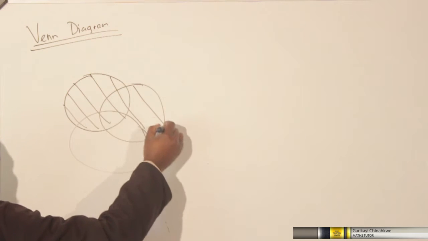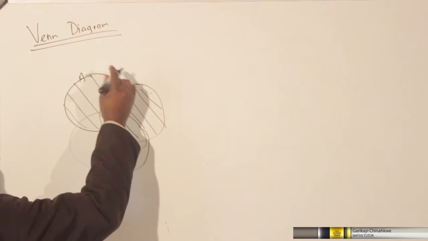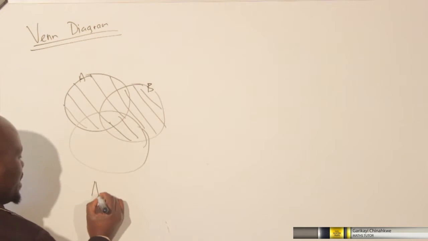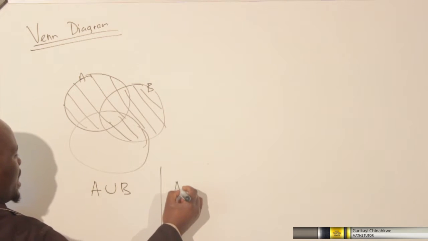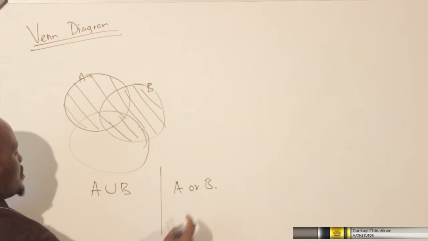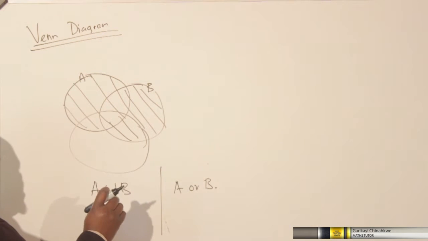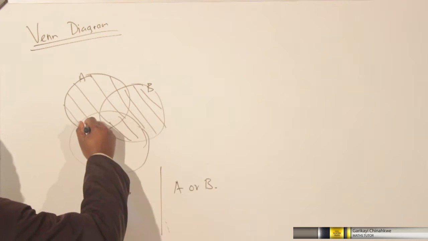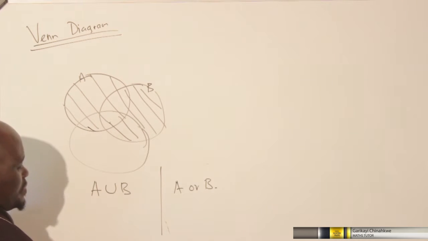Shading A and B then. I'm shading A or B. This is A, and then this is B. So in other words, this is A union B. Sometimes it is called A or B. So there's a difference with or. Or includes everything, not only those sections where the two events intersect. So this is A or B.